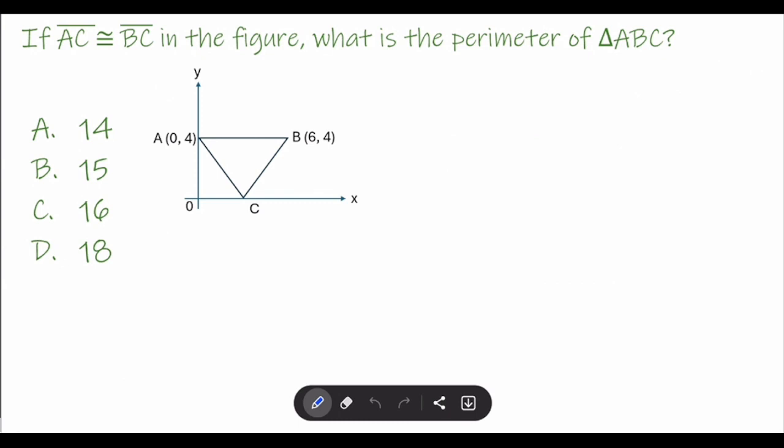So let's analyze this problem. If AC is congruent to BC, the segments AC and BC in the figure below, what is the perimeter of triangle ABC? We have some symbols here, but before that, let me give you the choices. A is 14, B is 15, C is 16, and D is 18.